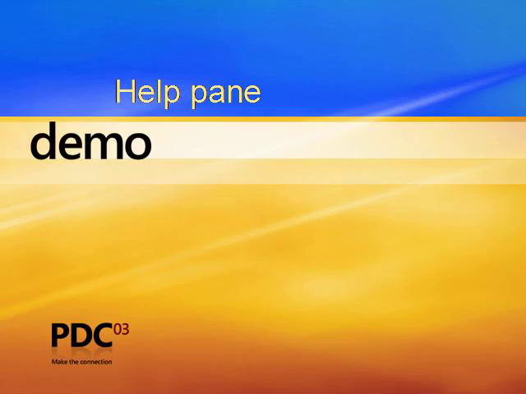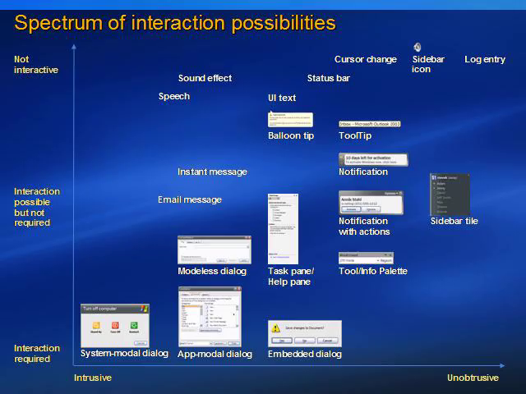We've looked at the help pane here, and we've talked about page functions. These are ways of interacting with a user. There's a spectrum of possibilities that you can use to interact with a user. When your app has something it wants to say to the user, there are a variety of ways of getting their attention and requesting or demanding a response. So let's talk just a little bit about some new ways of interacting with users in Longhorn.